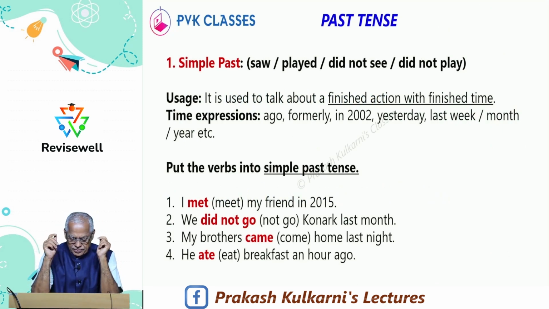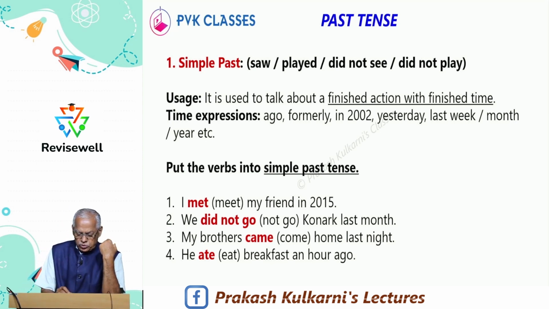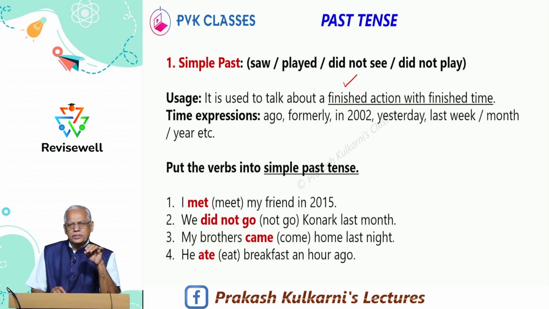See here, we are going to study about simple past tense. So when do we use simple past tense? It is used to talk about finished action. You think that now the time is 12 noon, so 11 o'clock is past tense, 10 o'clock is past tense, morning 8 o'clock is past. That is, finished action with finished time is expressed by simple past tense.